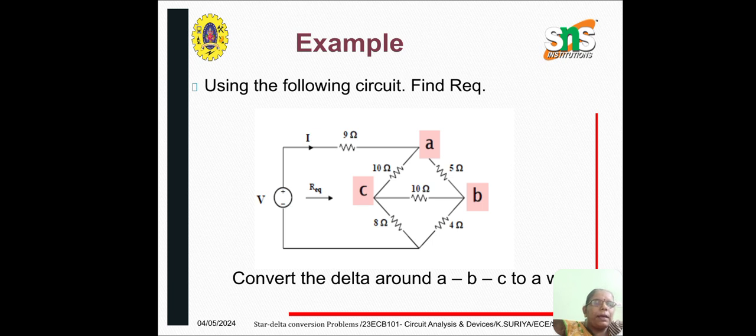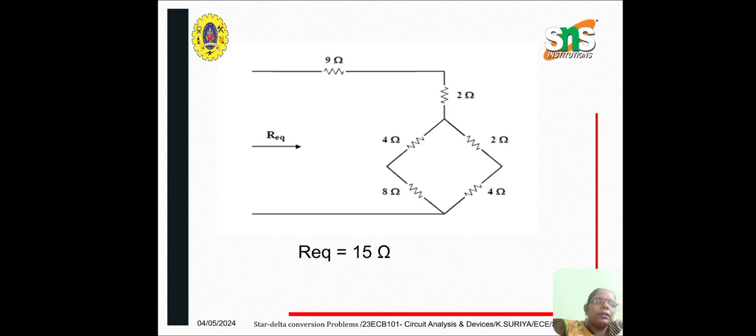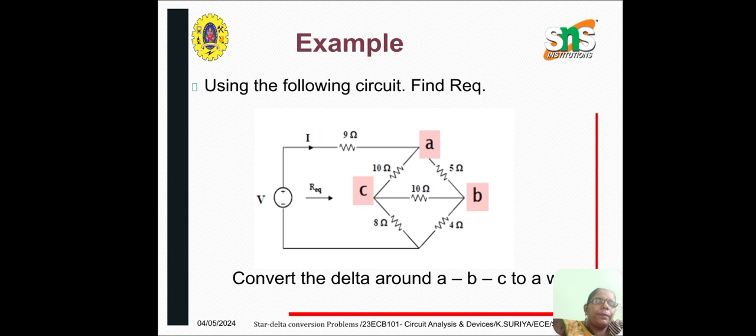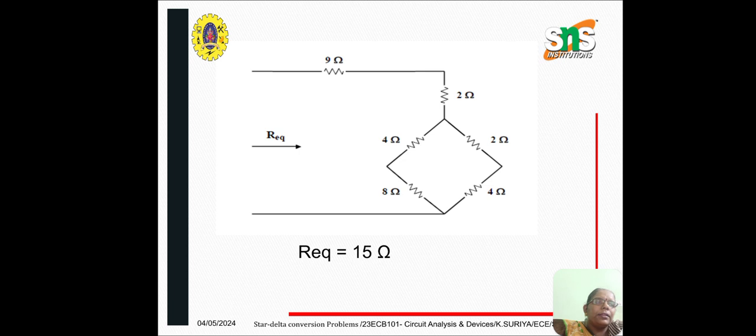So next consider this example. Here you want to find out the equivalent resistance, which is mentioned in the figure as R equivalent. In this figure you can redraw this network like a pi network also. So you consider ABC. The ABC delta is replaced by a star network using the delta to star conversion formula, and the circuit will be changed like this. So from here you can calculate the R equivalent.